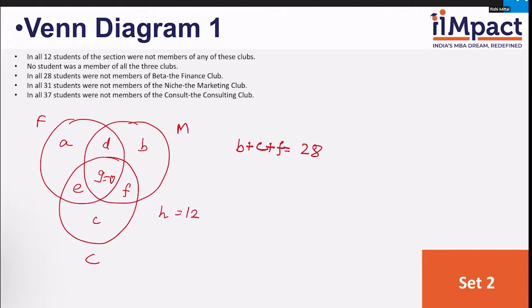Okay. Are you sure? Understand and always remember this. This also is a part of people who are not a part of that club. So it's either B plus C plus F plus H equal to 28 or B plus C plus F is equal to 16, which is 28 minus 12. Okay. 31 students were not members of the Marketing Club. So Marketing Club A plus E plus C is 31 minus 12, 19. And 37 students were not members of the Consulting Club. So A plus B plus D is equal to 37 minus 12, which is 25.